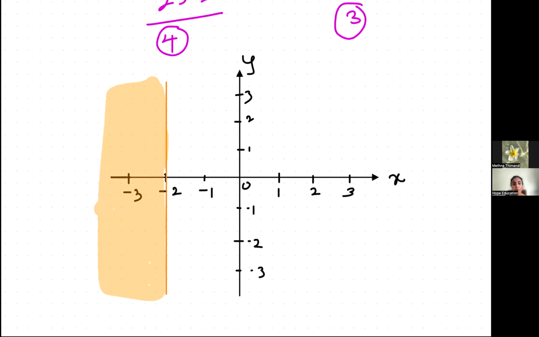y is greater than 0. First we see where y is 0. y 0 is here. So y is greater than 0, I will first mark it with a dash line. Because it is not y is greater than or equal to, just y is greater than only. That would be this. So they are talking about this region. Now asking us which points belong to both these regions.